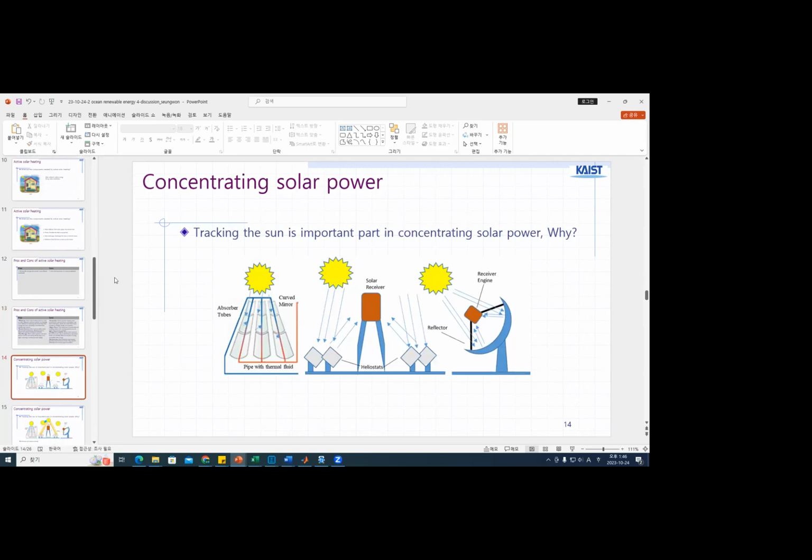So I will move to concentrating solar power. This picture is about concentrating solar power. In this system, tracking the sun is the important part. Can you guess why? Is there any opinion for this question?